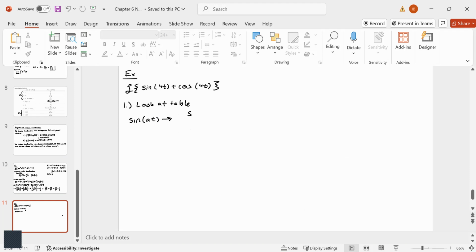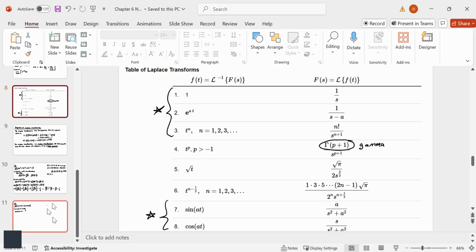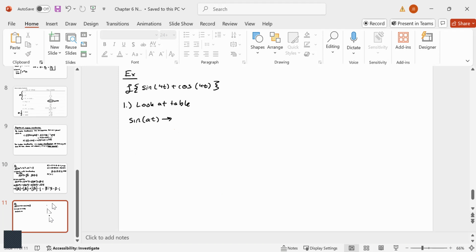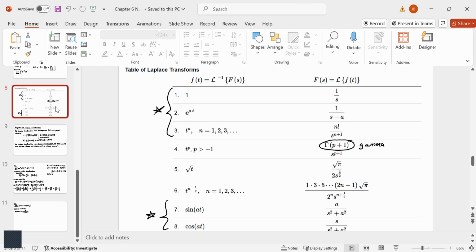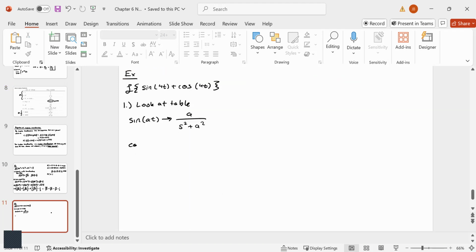Sorry, s, no, a. So one thing about sine and cosine is they look very similar. So make sure that you do not confuse them because it's very easy to do that. Sine has a on the numerator, cosine has s on the numerator, like that. So that is the table, the formula we're going to be using.